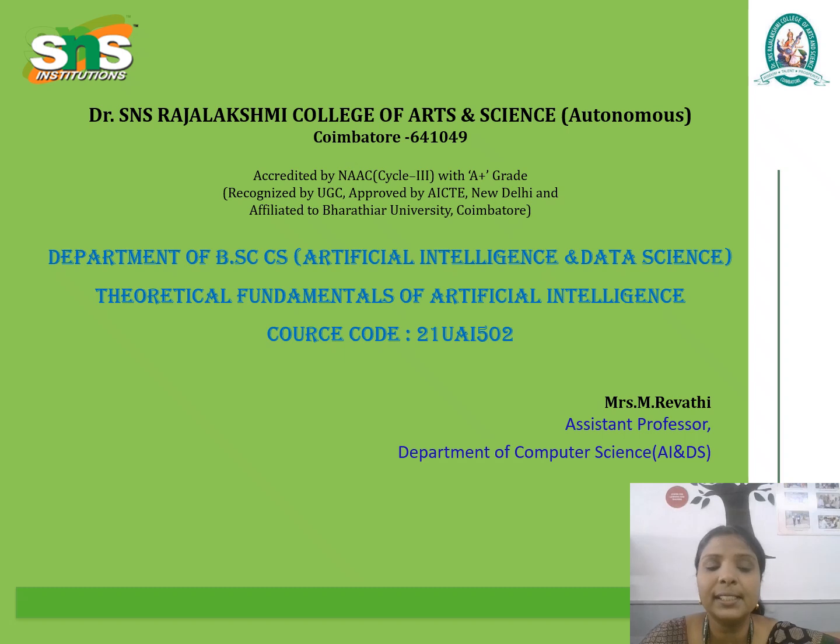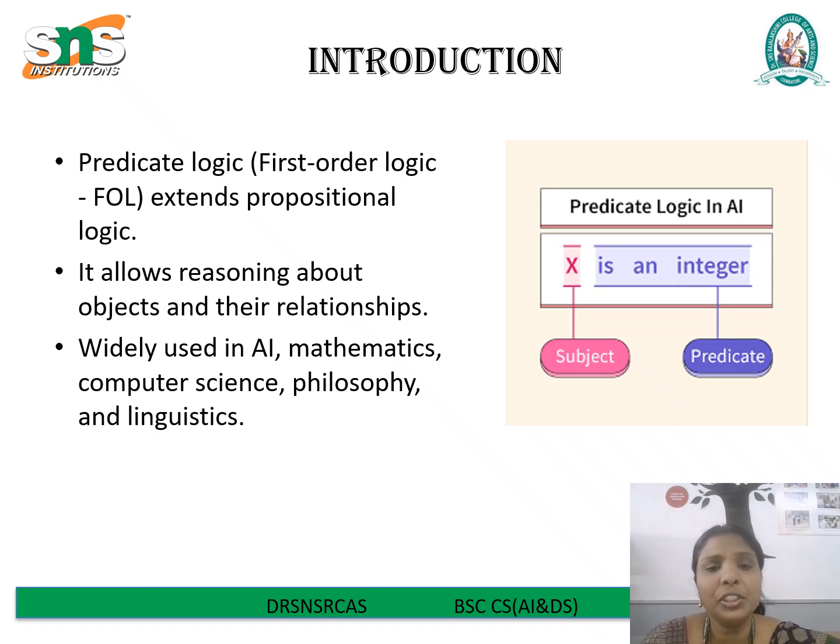In this series, we discussed the theoretical fundamentals of artificial intelligence. In this presentation, we are going to discuss predicate logic. First, we see the introduction of predicate logic. You might recall that in propositional logic, we could only talk about a whole statement being either true or false. For example, it is raining or the light is on. That's useful, but it is limited.